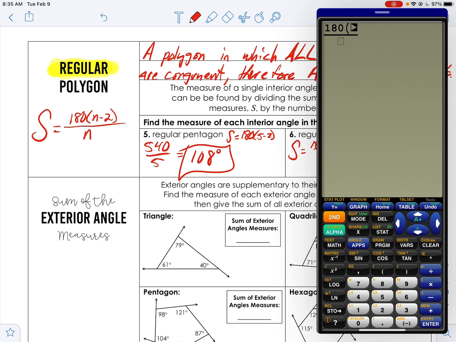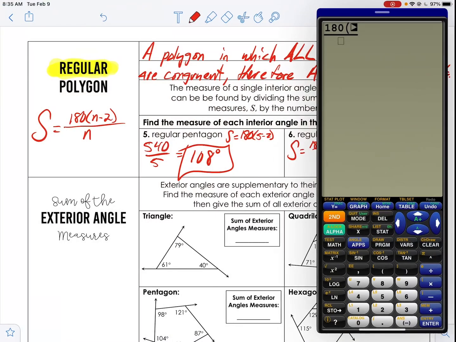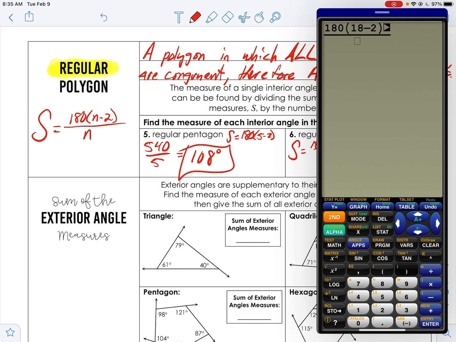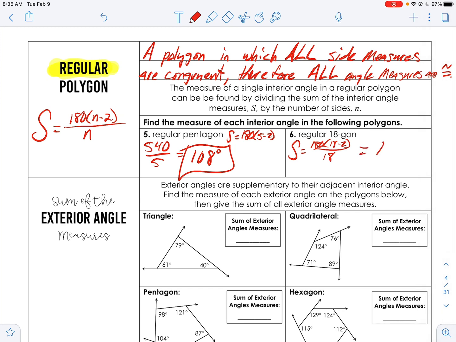180 times 18 minus 2 over 18. 160. Just like that. I want to see the equation before you type it in the calculator. Make sure you're typing it right.